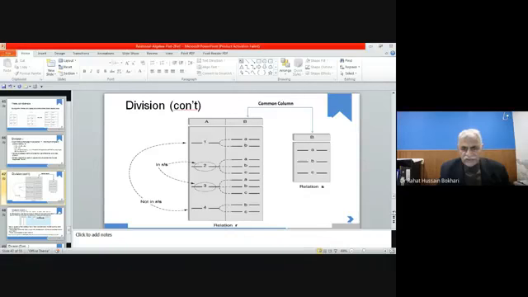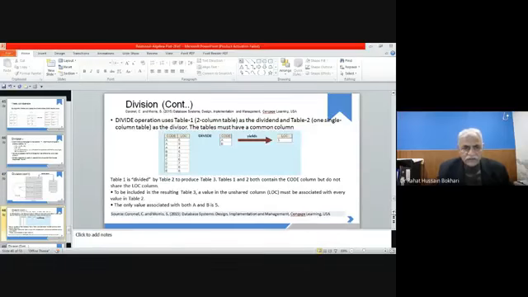So let's take another example. Let's suppose this is a table, let R be the table. It has code and location, and it's divided by another table, that is the code. So here the code in both relations is common.